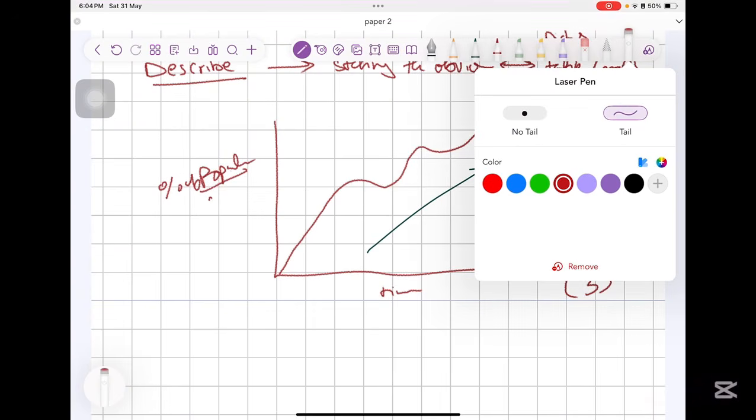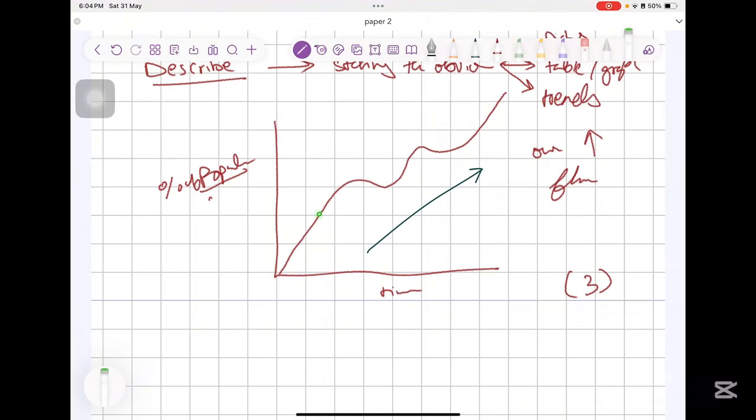Let's change this to make it the ugly green. You see the fluctuation here. This is a fluctuation. You're going to say it increased at one point and then decreased and then increased again, then decreased and then increased. So you're just going to sum it up by saying fluctuation.